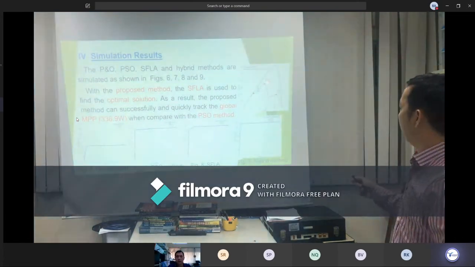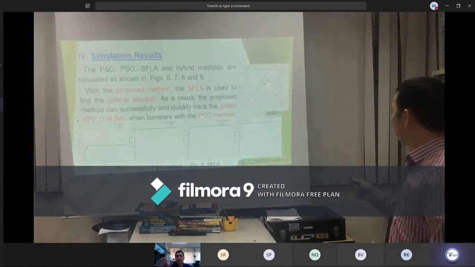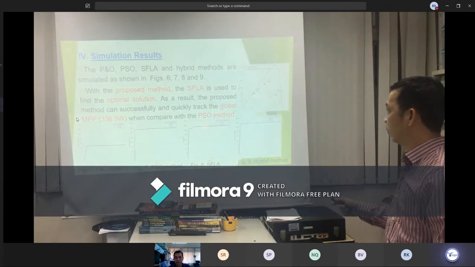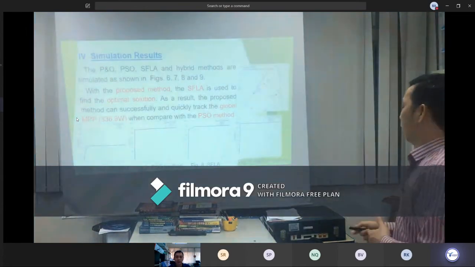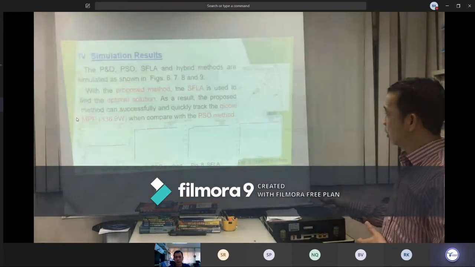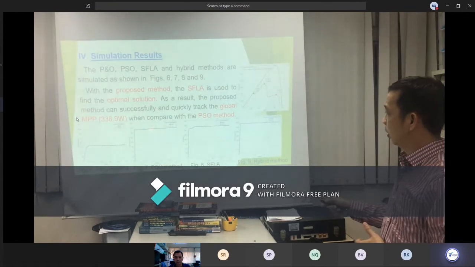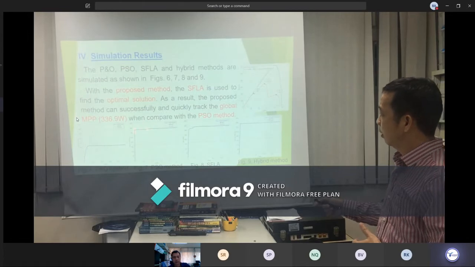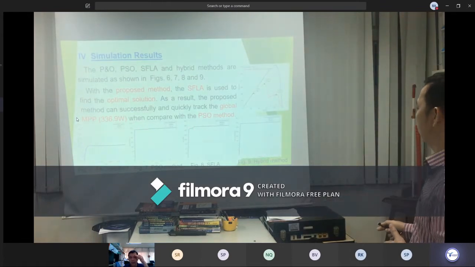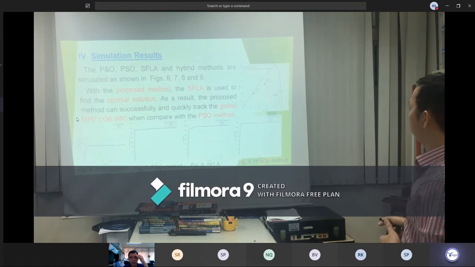This value, 6.9, is equal here. When compared with the PSO method, the PSO method gets the global MPP here, but it uses longer time than the SLA. This method is quick to get the global MPP.